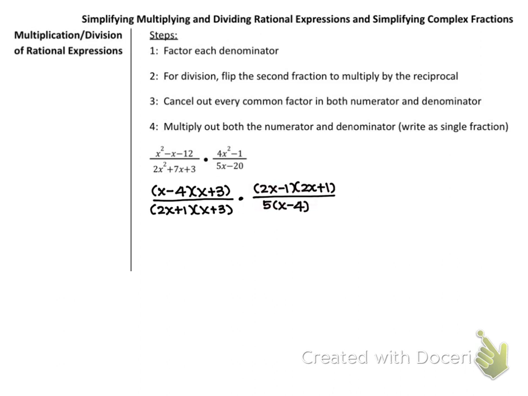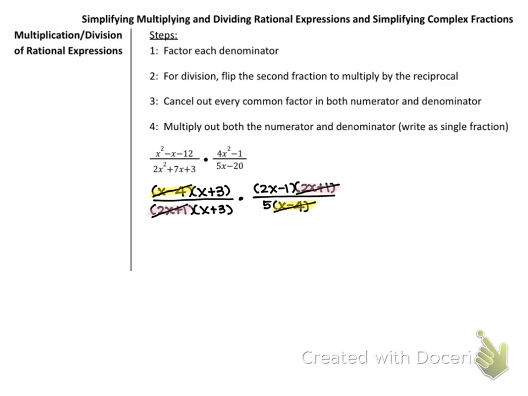So I see that I have a 2x plus 1 in the denominator, and all I'm going to do is find the 2x plus 1 that's also in the numerator. Those are going to simplify, so let's go ahead and cancel those out. Then I have, let's see, it looks like I have an x minus 4 and an x minus 4. One on the top, one on the bottom. Those can cancel out as well.